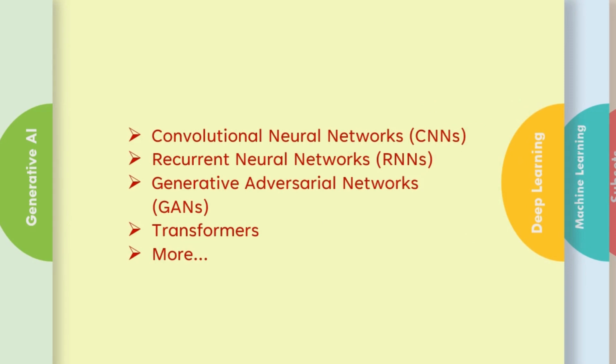Deep learning. Deep learning is a subset of machine learning, and it involves algorithms that are inspired by the structure and function of the human brain's neural networks. Again, in deep learning, different techniques are available: convolutional neural networks, CNNs, recurrent neural networks, RNNs, generative adversarial networks, GANs, and transformers.